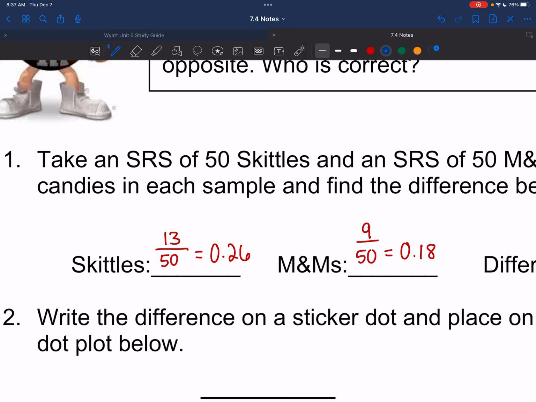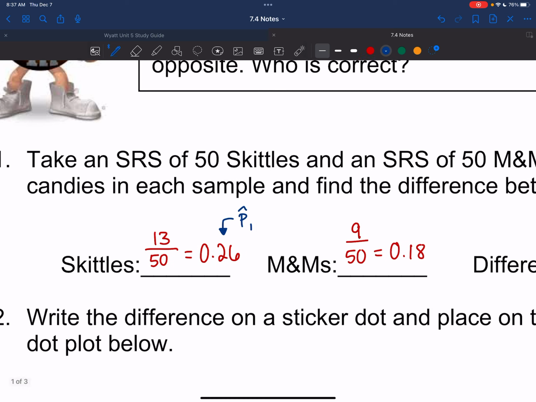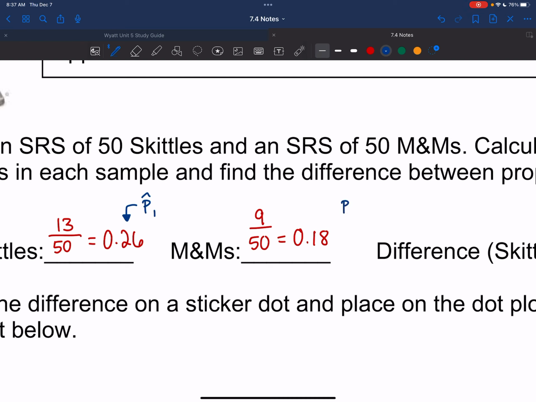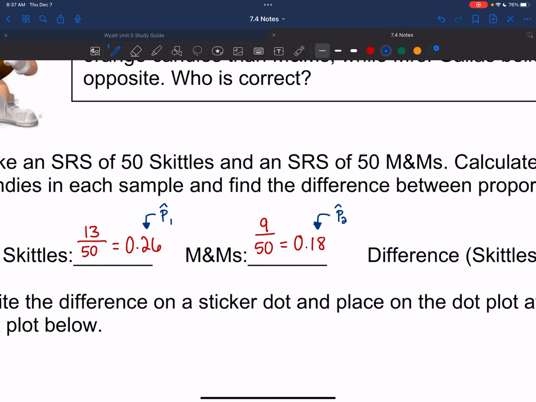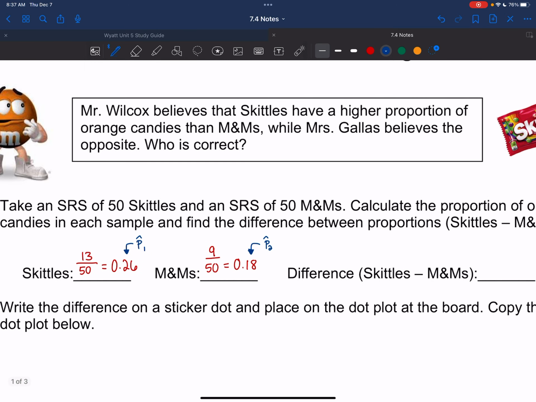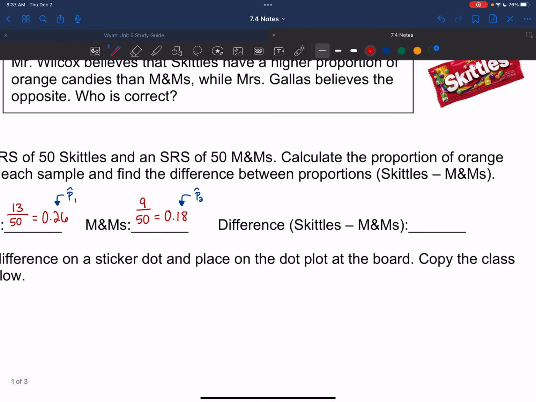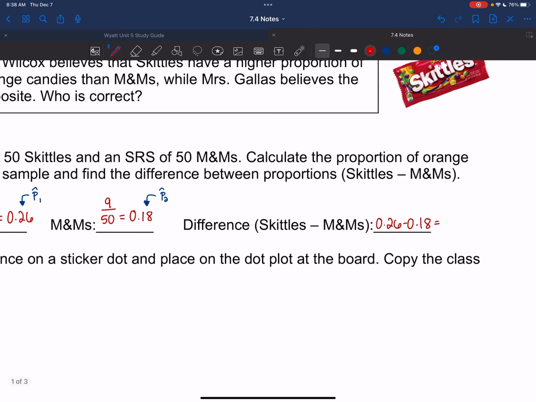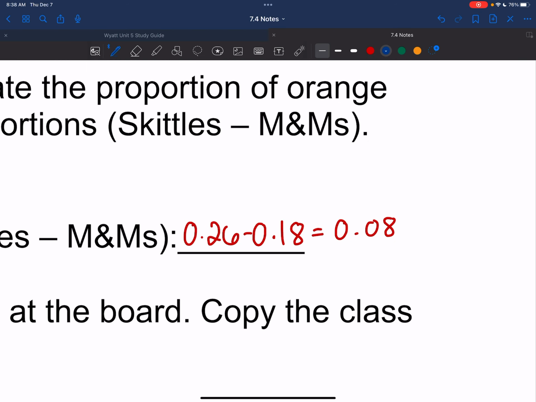So I'm going to say that the Skittles proportion is going to be p hat 1, and then the M&Ms proportion, I'm going to say that is p hat 2. Now, if I want to count the difference between them, all I got to do is just take 0.26 minus 0.18. So my difference in proportions is going to be 0.08. And we're going to call this p hat 1 minus p hat 2.